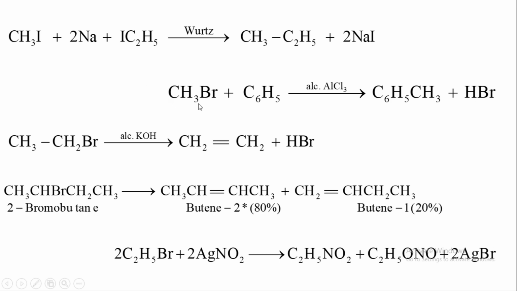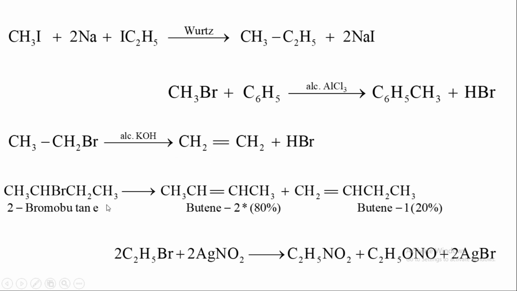The second reaction is very well known, Friedel-Crafts alkylation, in which benzene is treated with bromomethane and we will get toluene as a product. So this is known as Friedel-Crafts alkylation. The third reaction is beta elimination, or dehydrohalogenation. Here we have taken bromoethane. So bromine and hydrogen will be removed. In presence of alcoholic KOH, we will get ethene.